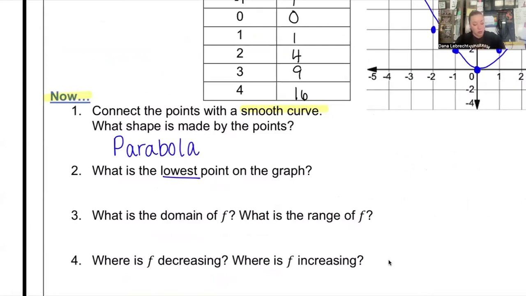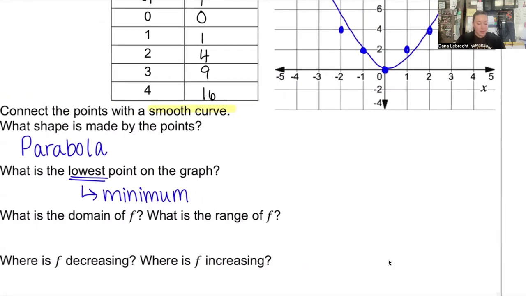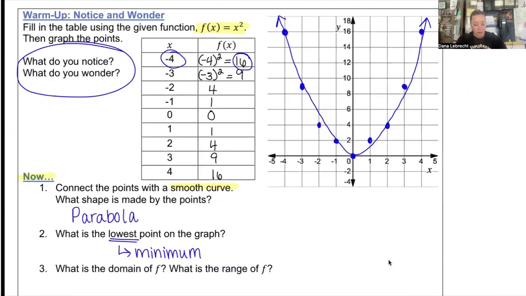Number 2, what is the lowest point on the graph? We've talked about this before. That is called our minimum. On our graph, our lowest point is down here. So for this graph, we have 0, 0, and let's go ahead and label that on our graph. So we have 0, 0. That is my minimum point.